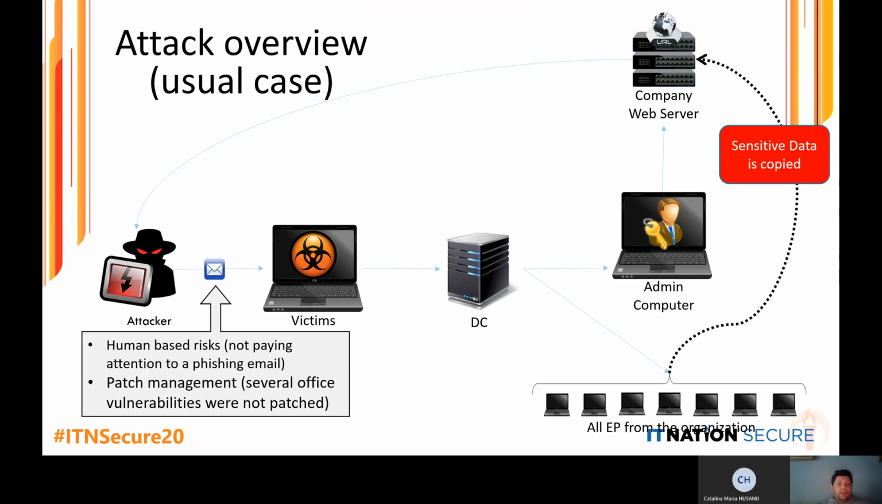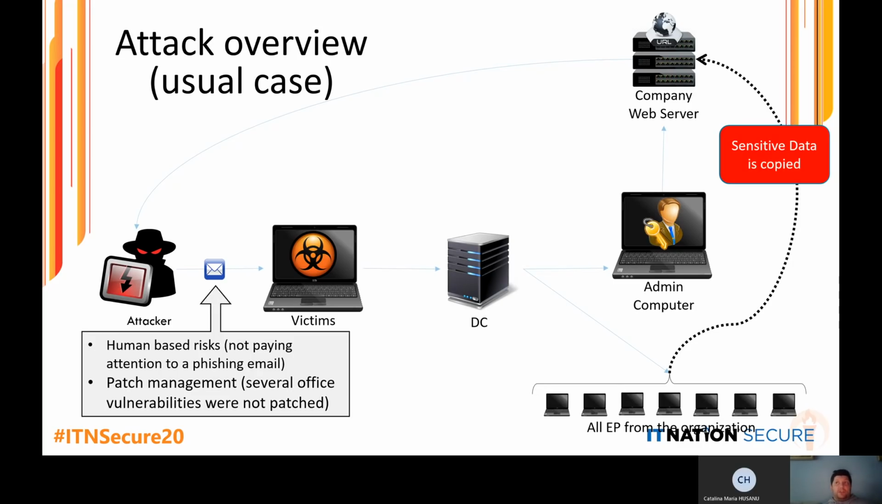So the first one is human-based risks. If the initial employee of that bank would have paid more attention to that phishing email, we would not be in this situation. The attack would have stopped at that point.